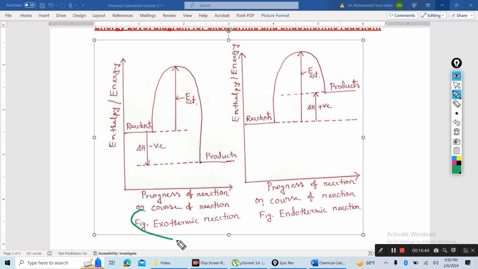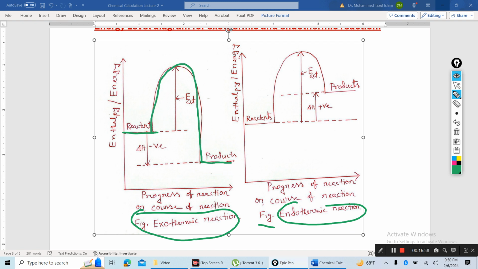This figure is the exothermic reaction, this is the endothermic reaction. Reactant goes to product, reactant above, product below. This is the exothermic reaction. The reactant to peak of the curve distance is known as E-act, activation energy, and the reactant to product distance is known as the enthalpy of the reaction, and this is negative for an exothermic reaction.